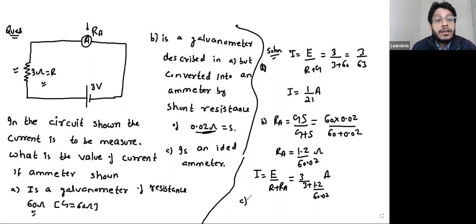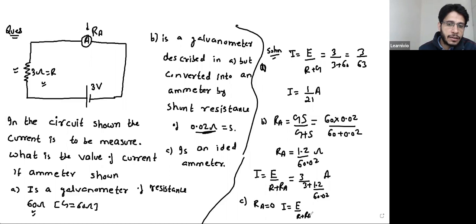No, Jubaina, I need the reading of the ammeter. Will it read 0? Jubaina, just check what is 0 in an ideal ammeter. What is 0? Is it current is 0 or its resistance is 0? Resistance is 0. I'm asking current. It's E by R plus RA. So E is 3, your R is 3, your RA is 0, it's 3 by 3, which is 1 ampere. So this is the current, which is 1 ampere.